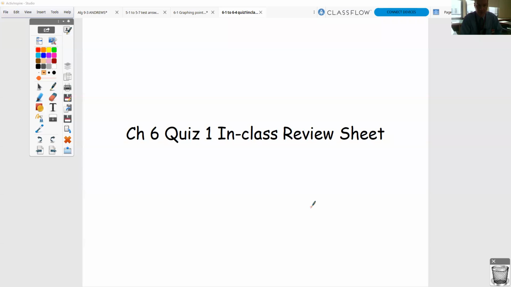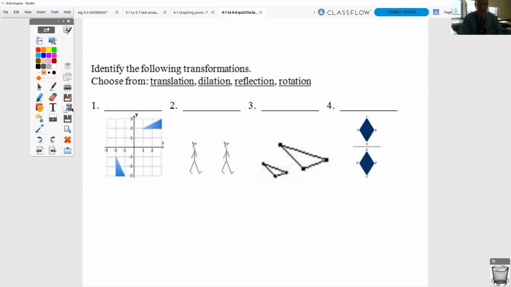This is the review for the Chapter 6 Quiz 1. In the first 4 questions, you have to identify whether it is a translation, dilation, reflection, or rotation. Remember that in translation, the S and L stand for slide. All that you're doing is moving a picture from one place to another place.